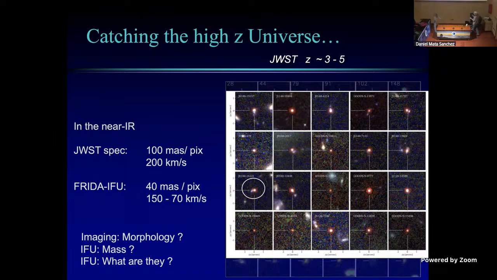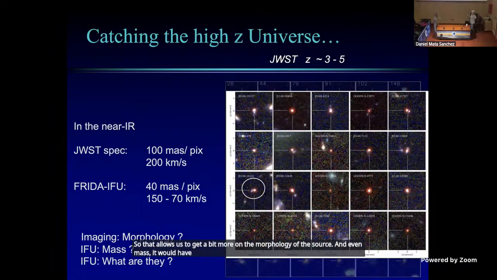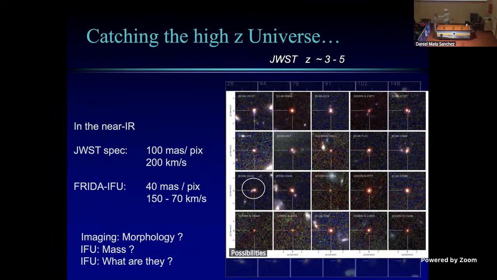So that allows us to get a bit more on the morphology of the source, and even mass. If we have a certain spatial extension, with these kinematics we can maybe measure the dynamical mass. So there are possibilities. Okay.